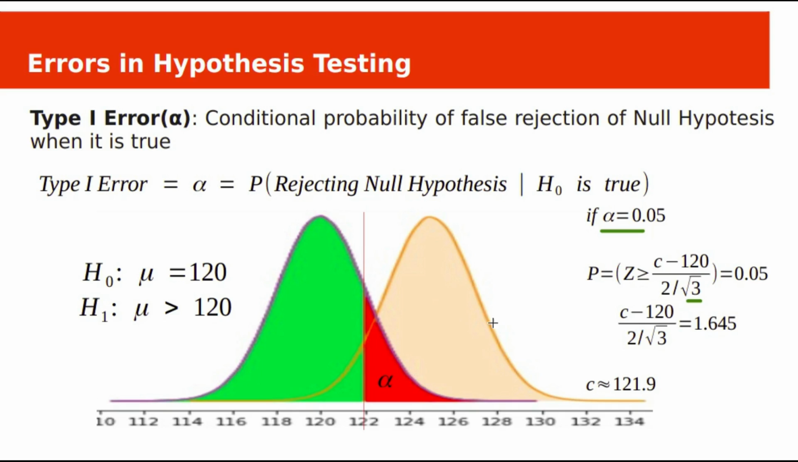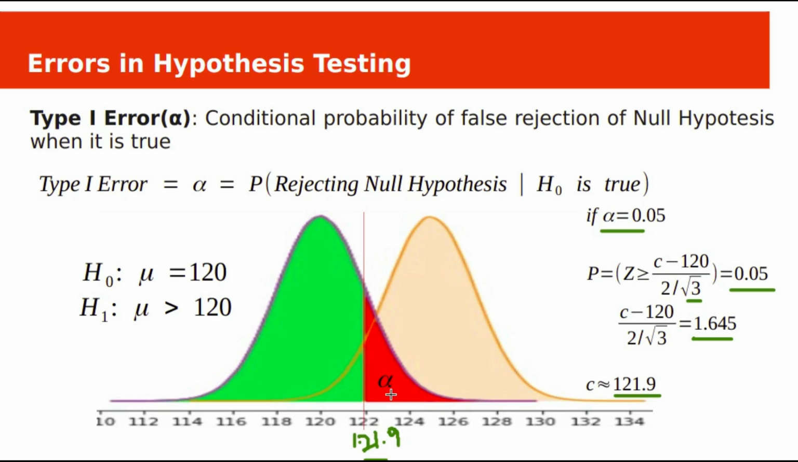Let's calculate the critical value C for this alpha level. We set it greater than or equal to C minus 120 by the standard error 2 by square root 3. For this alpha level, the Z score is 1.645 for a one-tail test. So C minus 120 by the standard error 2 by square root 3 will be equal to 1.645. If you solve that, C will be approximately equal to 121.9. Here is the critical region 121.9. If the recorded speed of the vehicle is greater than this critical value 121.9, the driver will be fined.